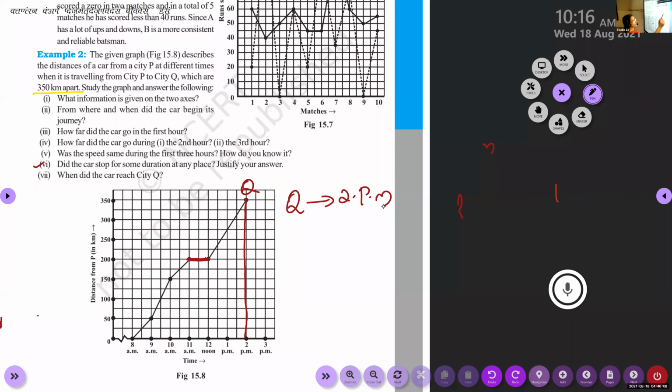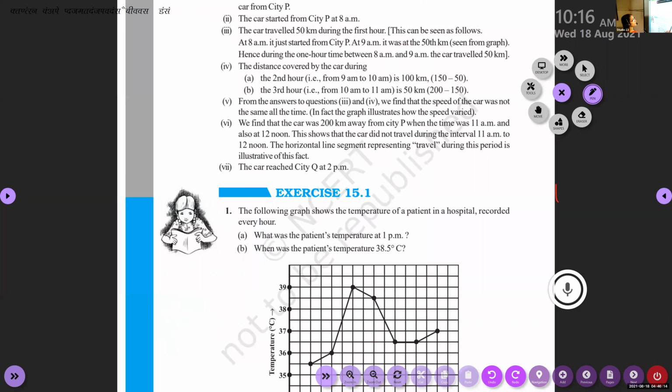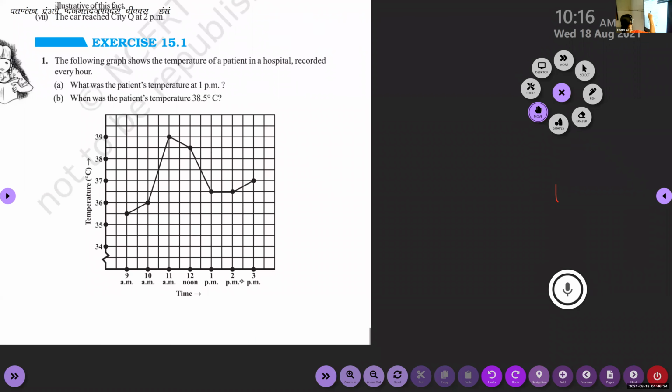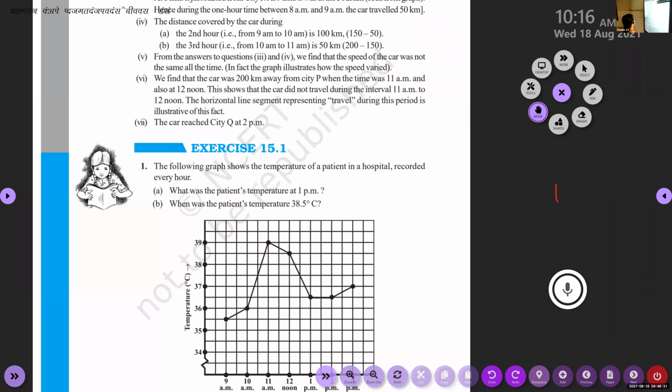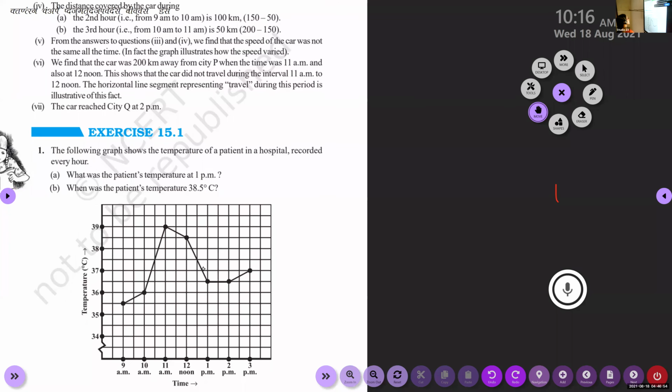Okay. Now, next exercise question. We will move to the exercise questions. All of you take 15.1, question number 1. You can write the answers in the textbook itself. All these are simple questions. Parvati, read the first question. The following graph shows the temperature of a patient in a hospital, recorded every hour.